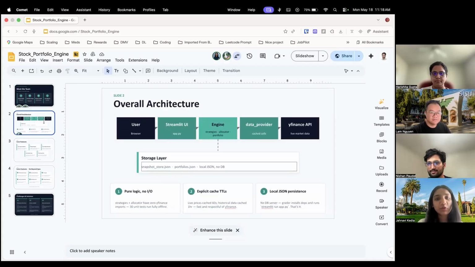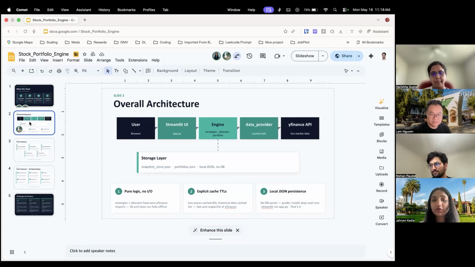Our architecture has 4 layers. At the top, the user interacts with the Streamlit single-page dashboard. The UI sends input, dollar amount, and strategy selection into the engine layer. The engine has 3 pure modules. Strategies map each investment style to tickers. Allocator does equal weight allocation with whole share rounding. And portfolio computes current and historical values.